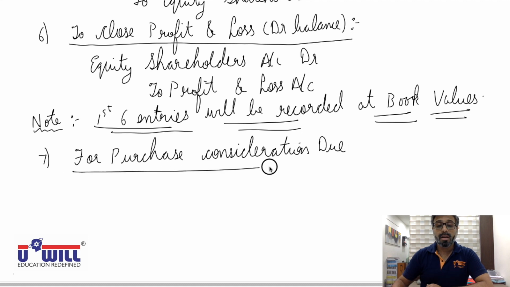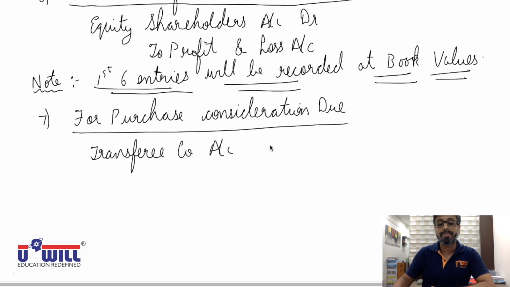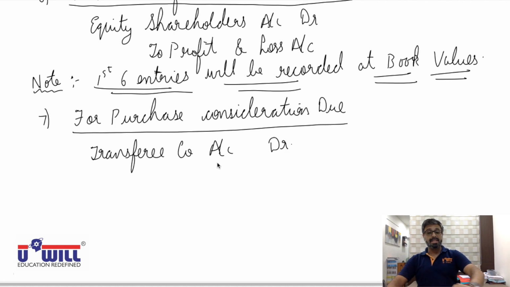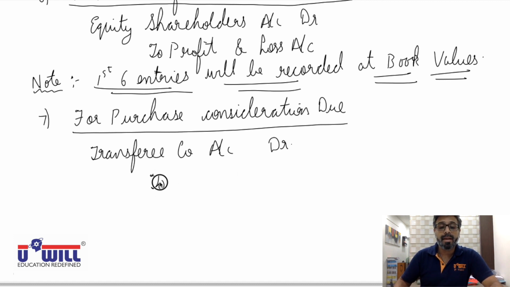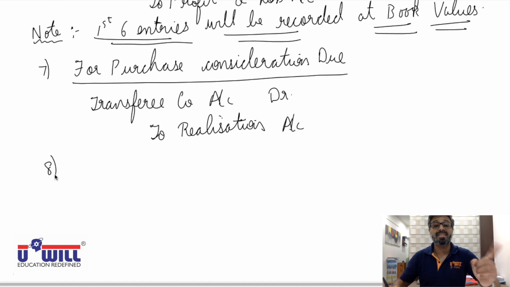Now, the purchase consideration is receivable from transferee company. Debit the receivable. So, transferee company account debit. I repeat, purchase consideration is receivable from transferee company. Debit the receivable. So, transferee company account debit. And it is our income, gain. Credit all incomes and gains. So to realization account. You'll directly credit that amount to realization account. It is a gain for transferor company.